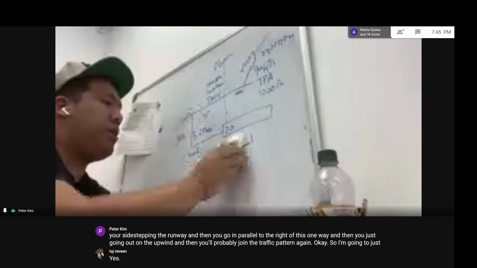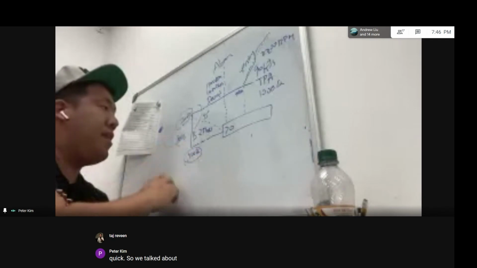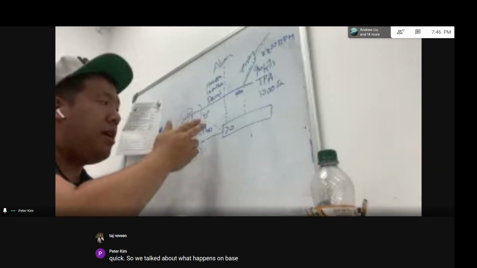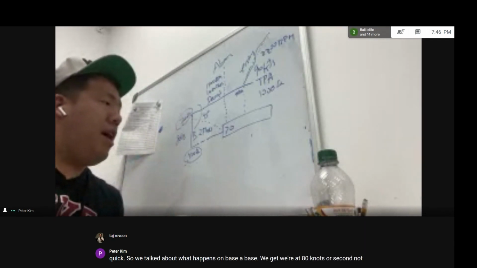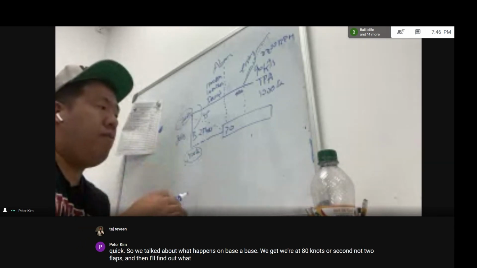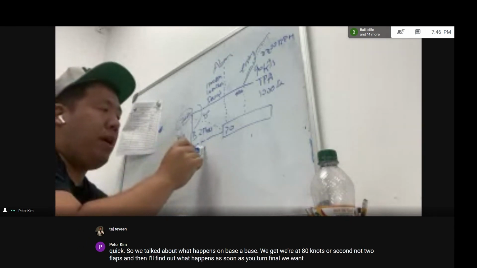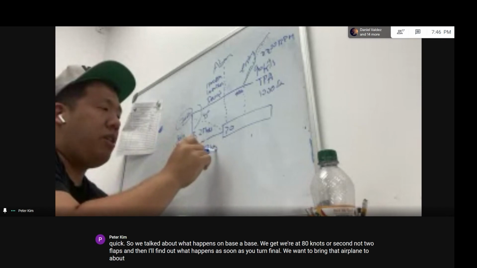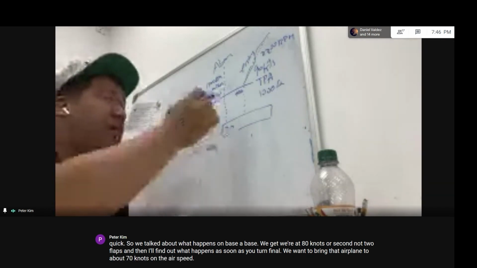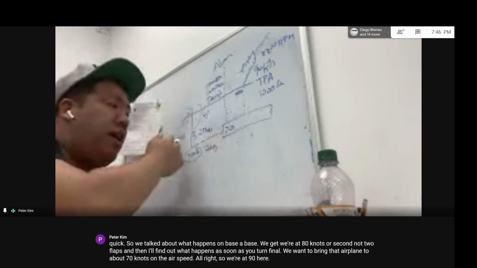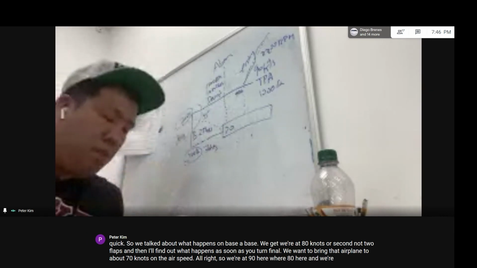So I'm going to just continue real quick. We talked about what happens on base. At base, we're at 80 knots, our second notch of flaps. And then on final, as soon as you turn final, we want to bring that airplane to about 70 knots on the airspeed. All right, so we're at 90 here, we're at 80 here, and we're at 70 knots.